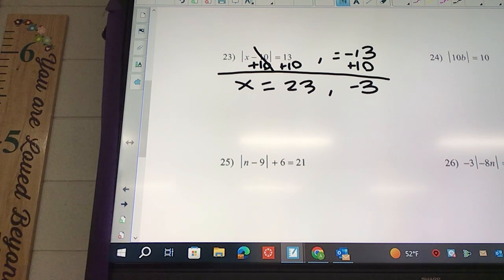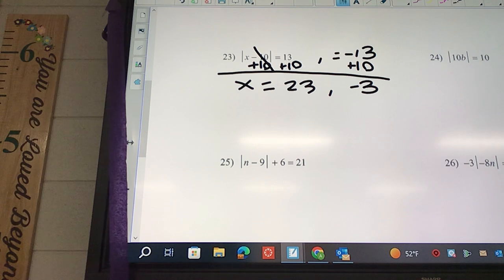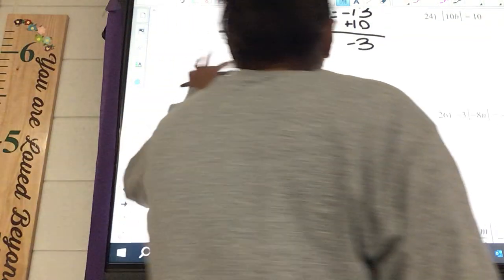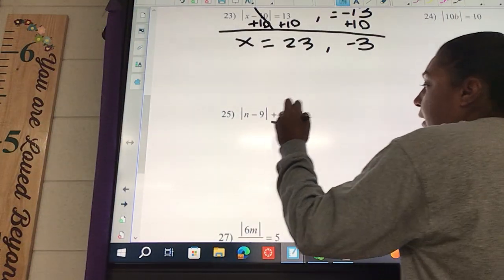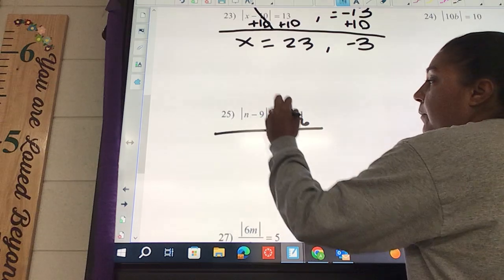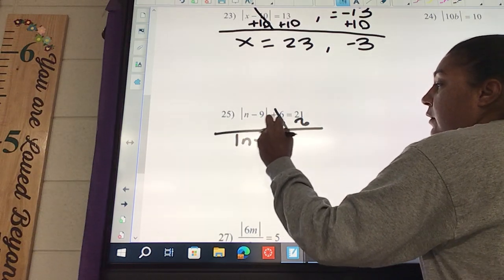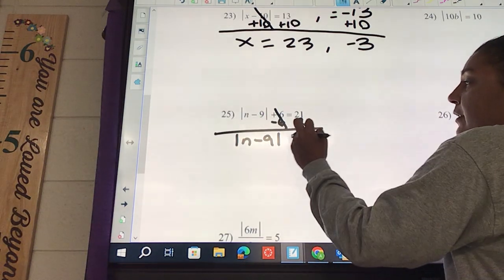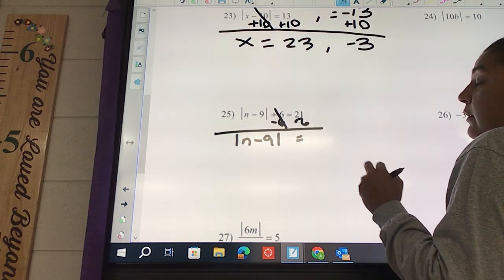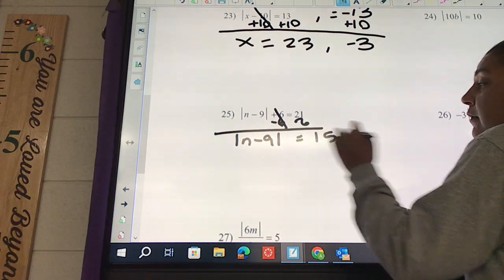Okay, 25, what needs done first? Yes, we have to move the 6. We cannot say comma and make it a negative until it's just the bars and then an equal sign. So we're gonna say -6, -6. So I have the absolute value of n minus 6, and 15.